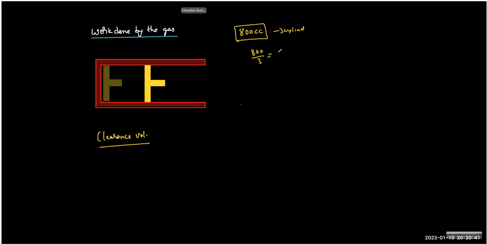267 or 33? 266.6. So roughly, if it is a 3-cylinder car, every cylinder is able to sweep 266 ml of volume. cc means cubic centimeter, which is like a milliliter. Now 800 is a round figure. When you read the specification, it is always a fraction, less than 800. It is 790 something.